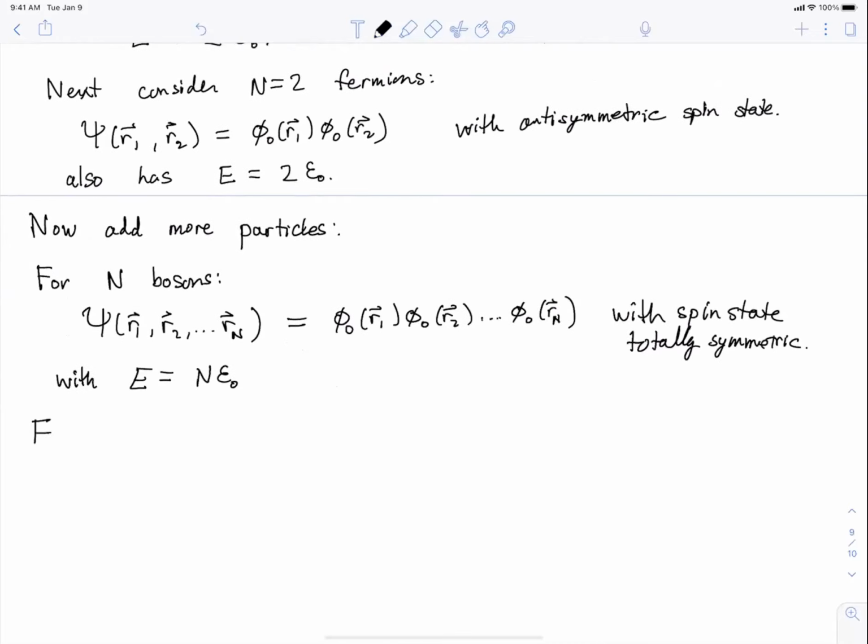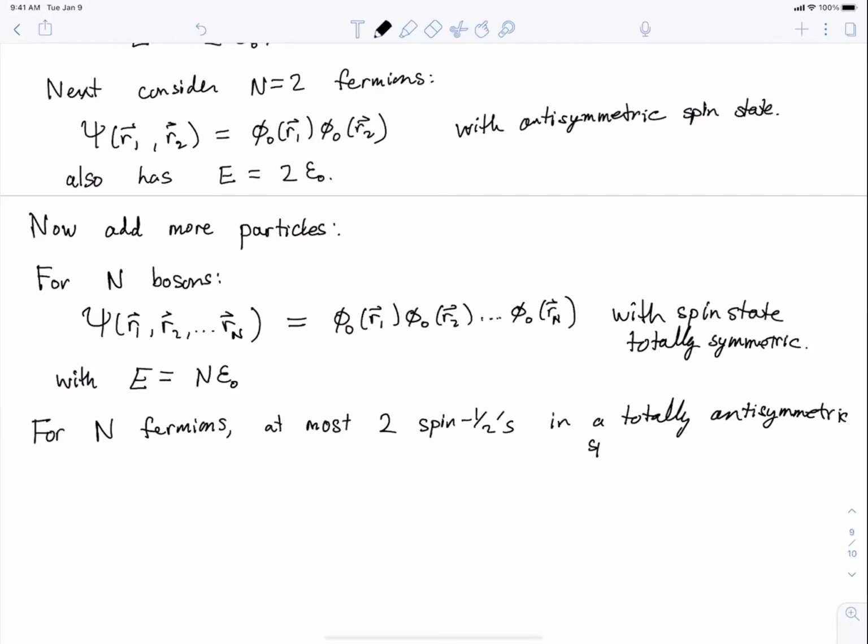Now here's where things get different though. For n fermions, you can have at most 2 spins. Let's say they're spin 1/2 in a totally antisymmetric state. And the way you can realize that is because if I look at the z components of them, there's only 2 possibilities. It's up or down. And if I have 3 of those, then I can have one of them up and one of them down, but then the third one can't be either one because it's got to be antisymmetrized.